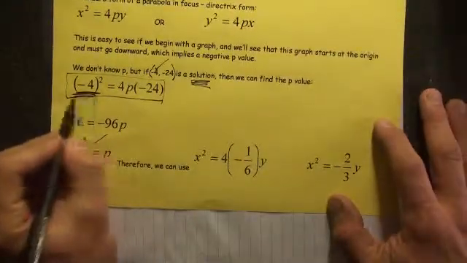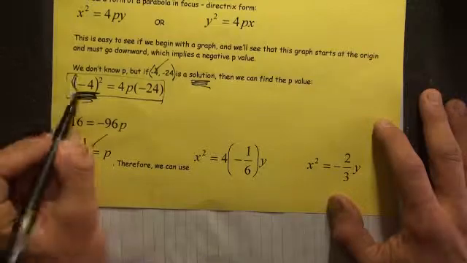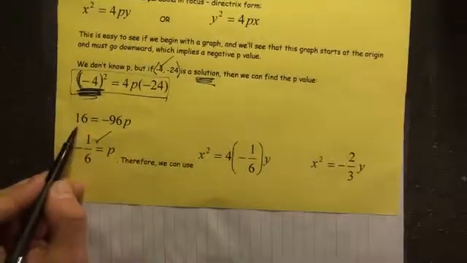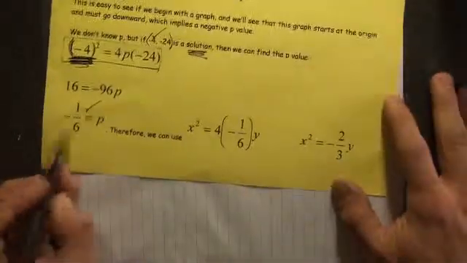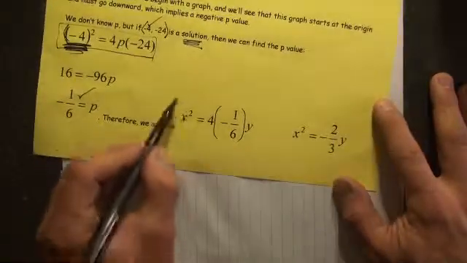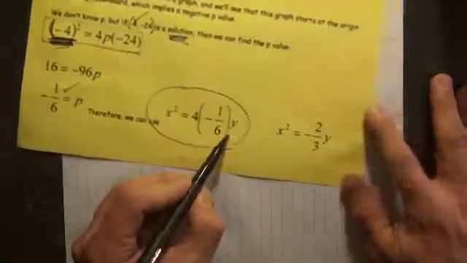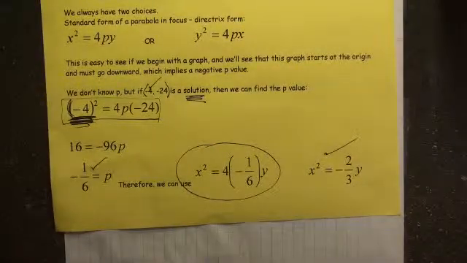One thing to point out is that this is going to be +16, so make sure you do plug in with the parentheses. That gives you a +16 over here. And therefore, if P is -1/6, then we go back to the original equation, plug -1/6 in, X squared equals 2/3 Y.